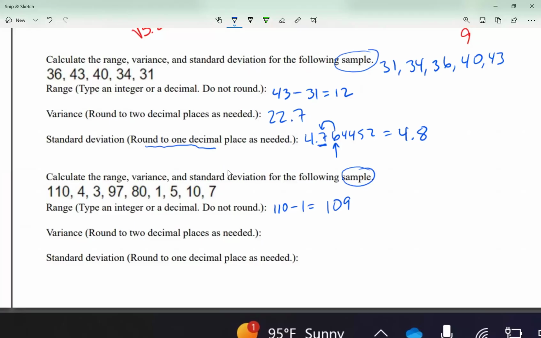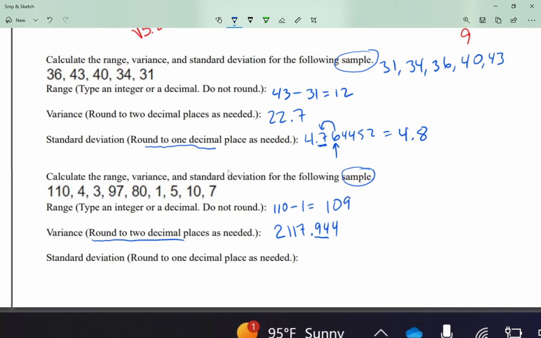My variance, it is 2,117.944. My instructions said round it to 2 decimal places though. Okay, so 2 decimal places, how many digits after the decimal point? My third number is too small, so I'm going to ignore this. So it's going to be 2,117.94. Let me put the little comma. Do you have to type in the comma? No, you don't. If you do, great. If you don't, great.